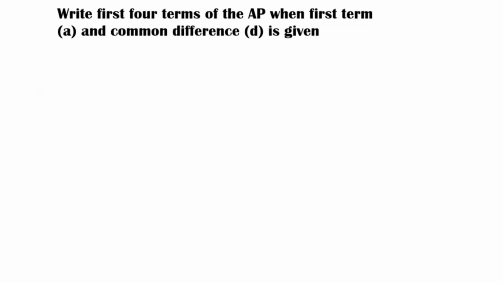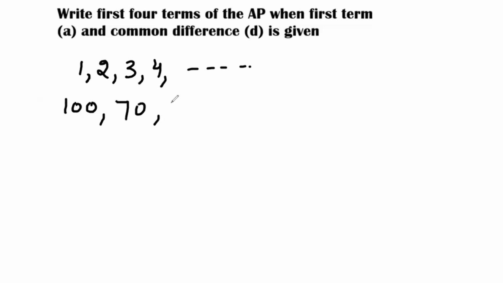Today we will learn about arithmetic progression. To understand arithmetic progression, we will take a few examples. I'll take here the first list of numbers, which is 1, 2, 3, 4 and so on. And another list of numbers is 100, 70, 40, 10 and so on.